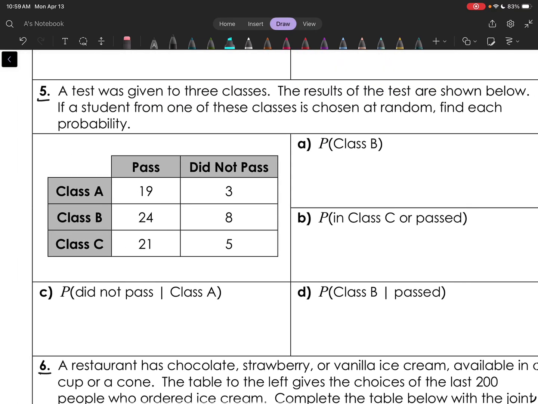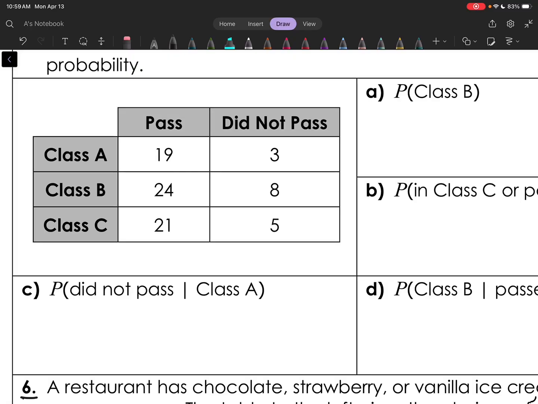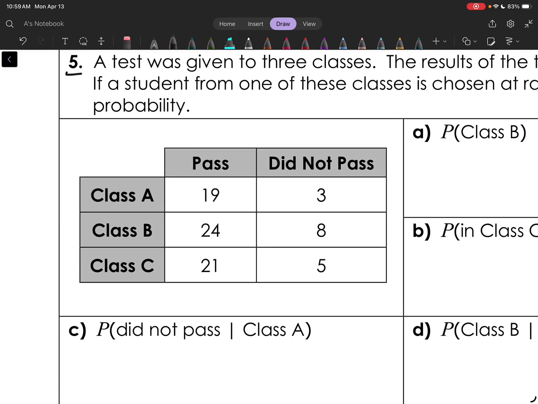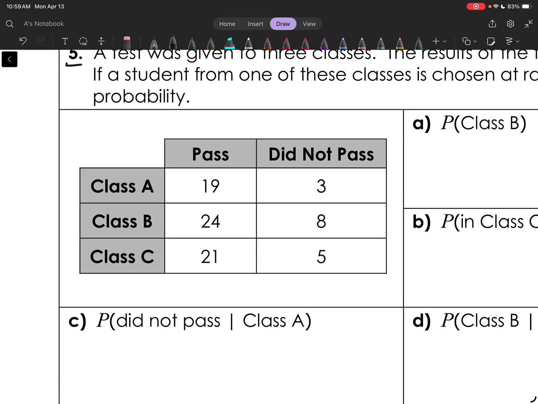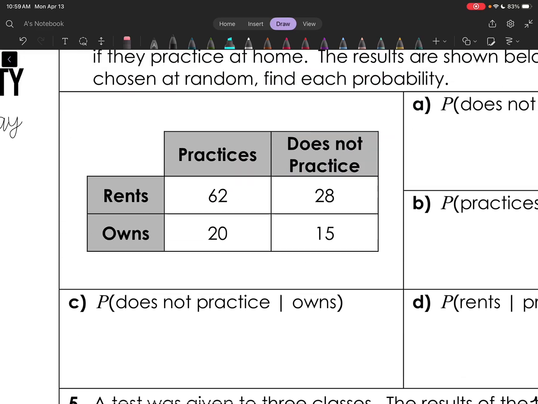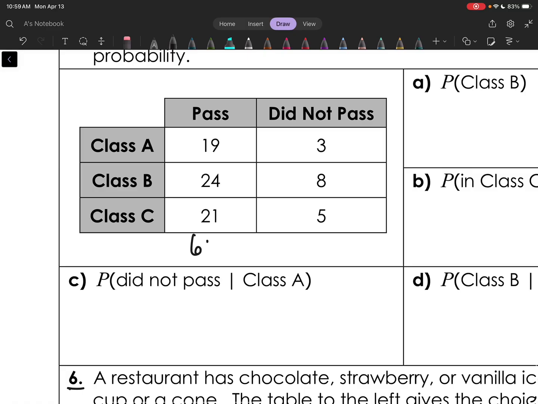Number 5. A test was given to 3 classes. Sorry. The results of the test were shown below. If a student from one of these classes is chosen at random, find each probability. All right, before I look at the problem, I'm going to finish filling out this chart. So, 19 plus 24 plus 21. So this is 45 plus 19, 64, and 16. So 80 people total.